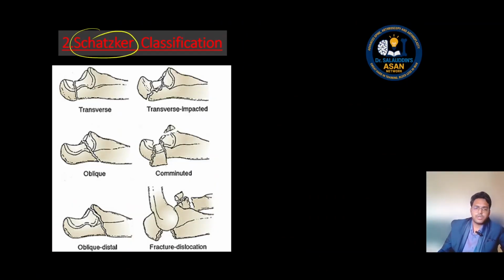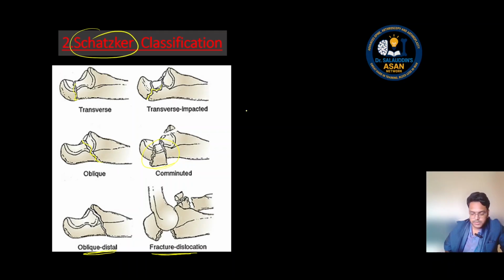Next is Schatzker's classification. Here, based on the fracture pattern, he simply divides them into transverse fracture, transverse impacted fracture, then the oblique fracture, then comminuted fracture, then oblique distal fracture, then the fracture dislocation.